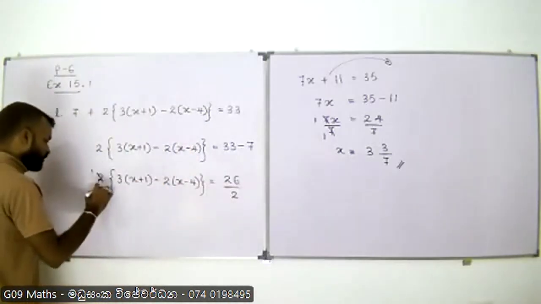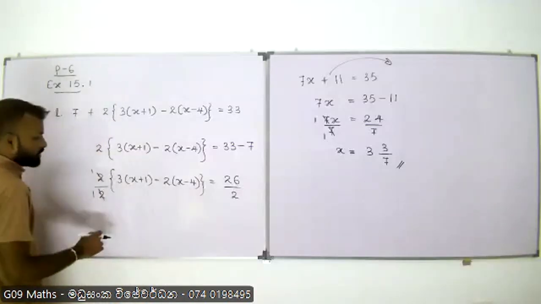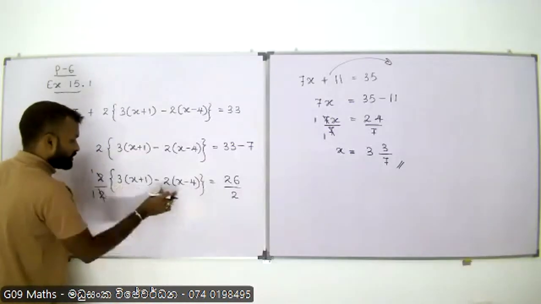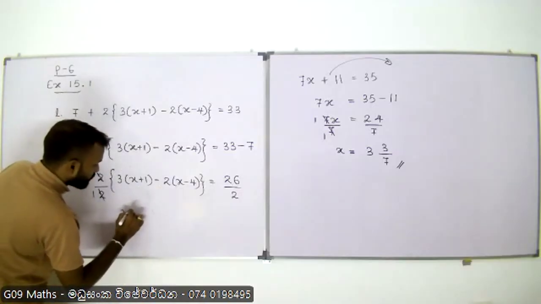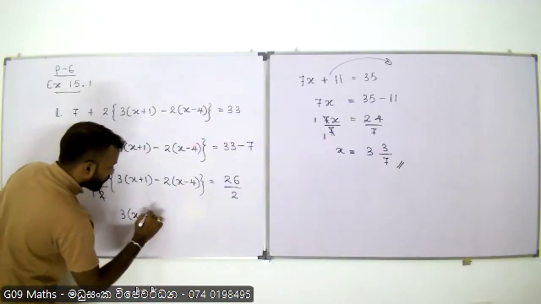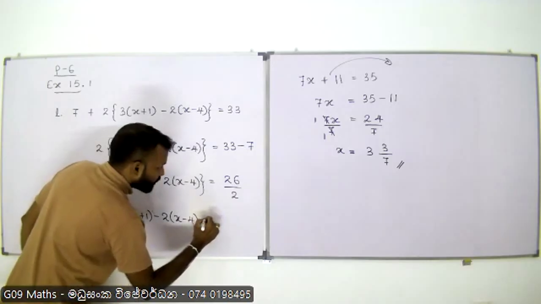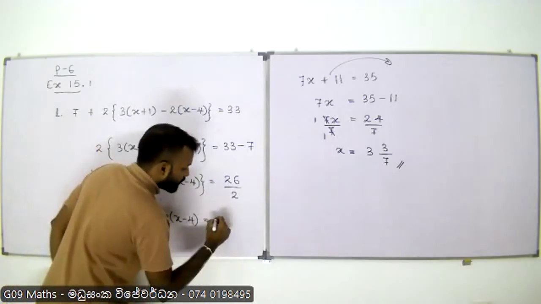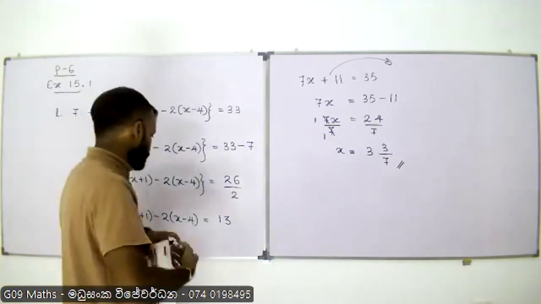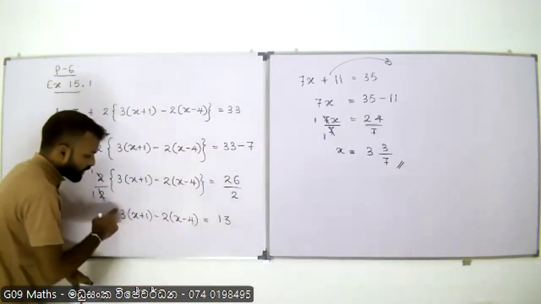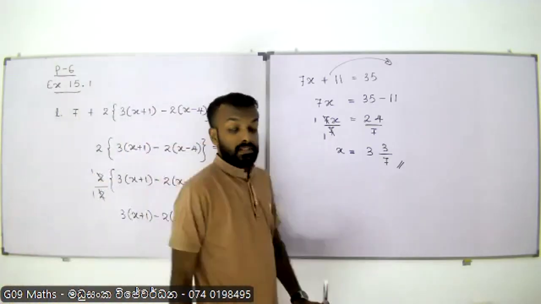2 times 1, 2 times 1. So now I have this move, right? Inside this curly bracket, I have only this. These things become 1, right? So I can rewrite 3 times (x plus 1) minus 2 times (x minus 4) equals 26 divided by 2, 13, right? Now this is it, correct? So now I can remove the bracket, because x is here. X is in both places, right?